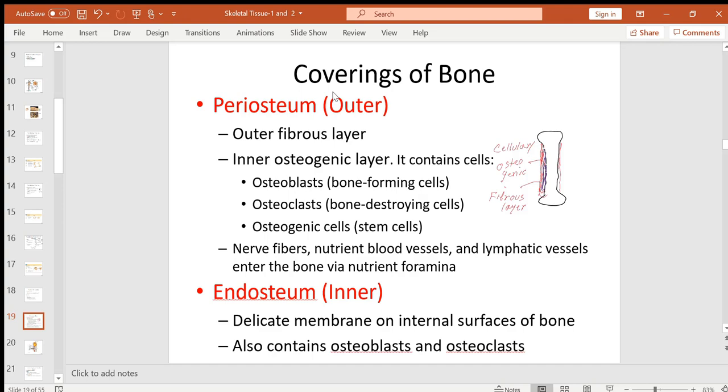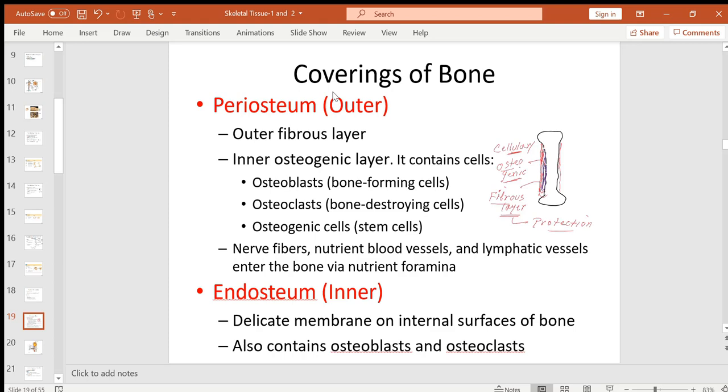Now, the outer fibrous layer: think of what I mentioned before, a structure that has a lot of fibers in it is tough. So the outer layer is fibrous, that means it is tough to do what? Protect the bone. So for protection, the outer fibrous layer is tough, with a lot of fibers in it, and it provides protection. The inner cellular or osteogenic layer: osteogenic means bone formation layer, and it has many cells. That's why it is called the cellular or osteogenic layer. From this layer, new bone tissue is formed. That's why it is called the osteogenic layer.